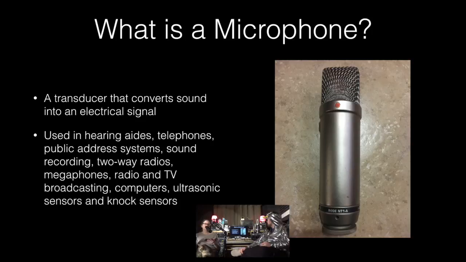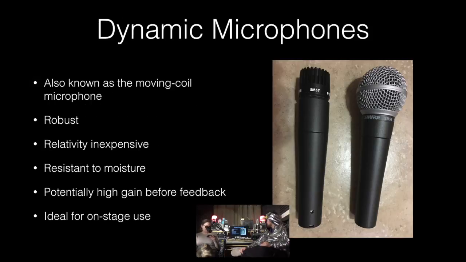In what we do, there's basically 4 types of microphones that get used. There's many other types of microphones, but there's 4 that we use on a regular basis, 4 that most people will encounter. Unless you're doing something special. So first one up is dynamic microphones, which is also known as the moving coil microphone. Now, these are robust, relatively inexpensive, resistant to moisture, and have potentially high gain before feedback, which makes them really good for onstage use. They're a little less sensitive, which is really why you don't get the feedback.